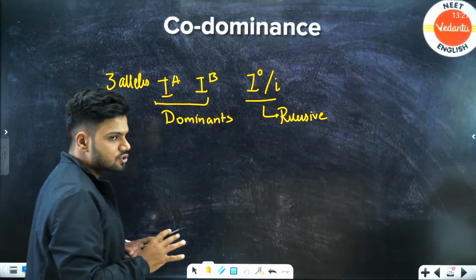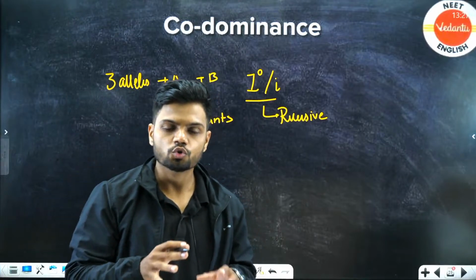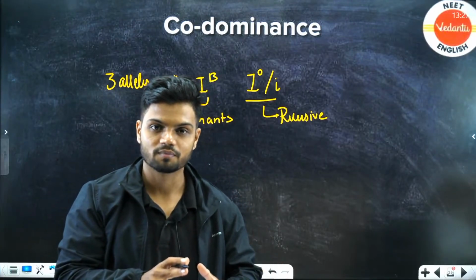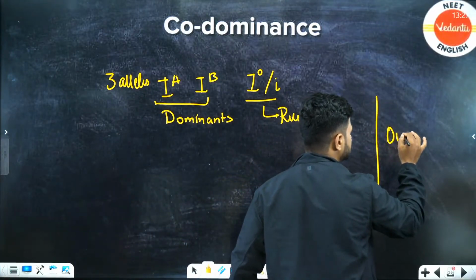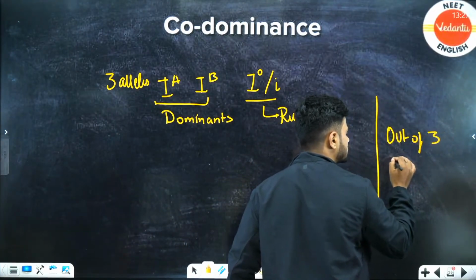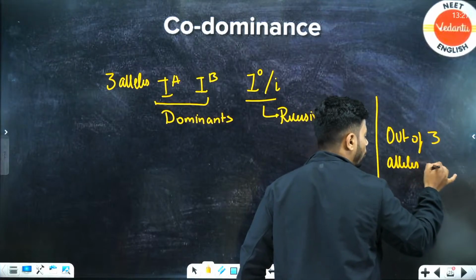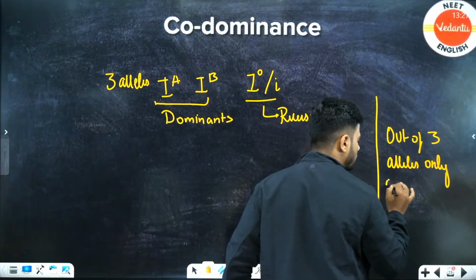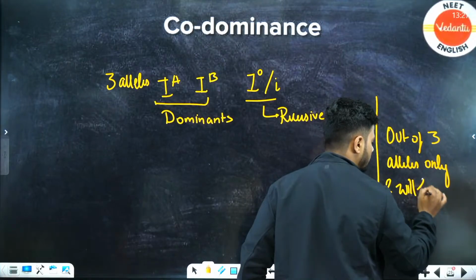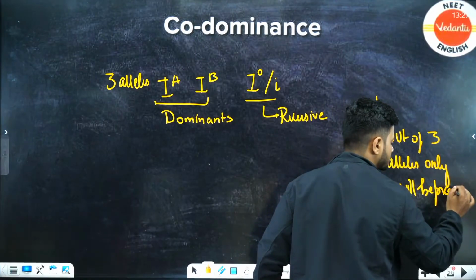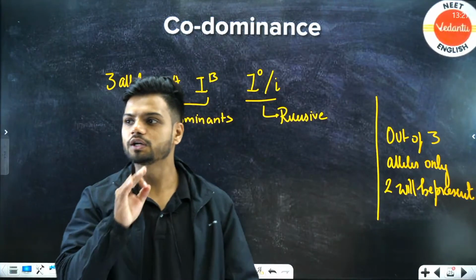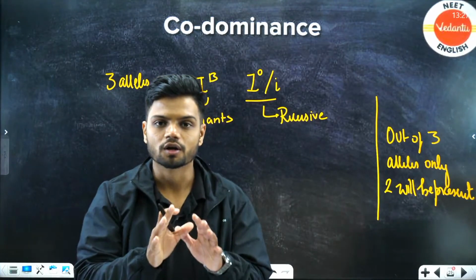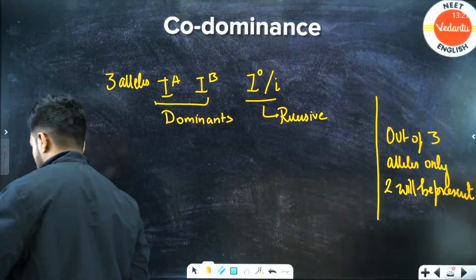Now students, in the case of humans, you cannot have all 3 alleles. Out of the 3 alleles, only 2 will be present in the case of humans.